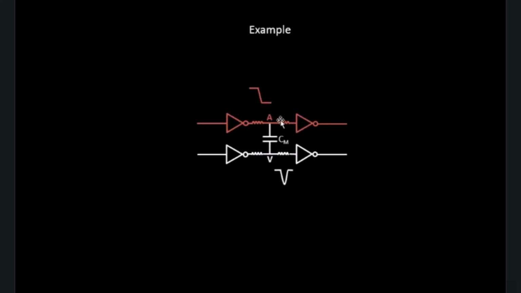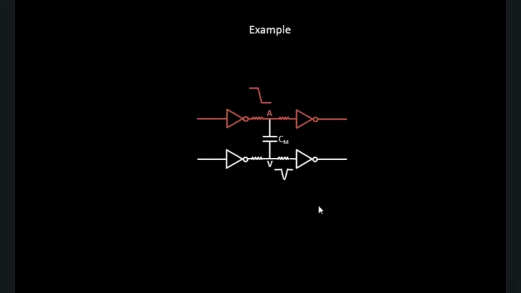Let's say you have the aggressor and the victim, and the aggressor is switching from logic high to logic low. Initially, the amount of glitch that would have been seen with this amount of spacing is this value. Now let's try to increase the spacing between the aggressor and the victim, and you will be seeing an impact on the glitch height.